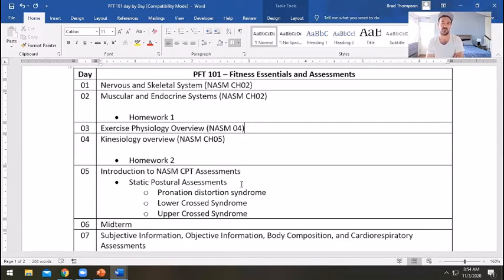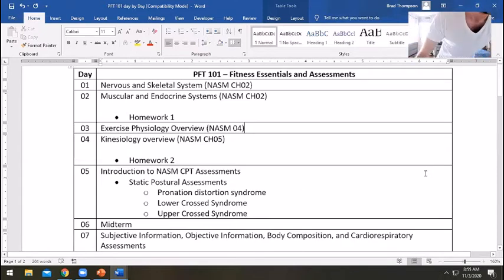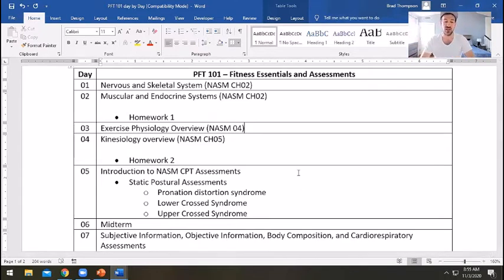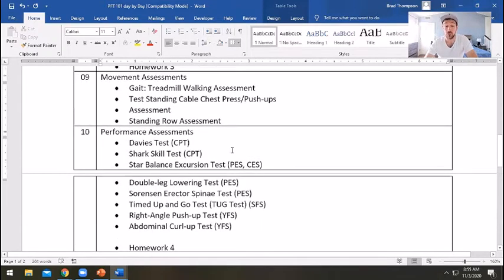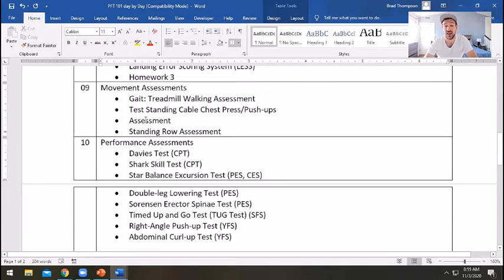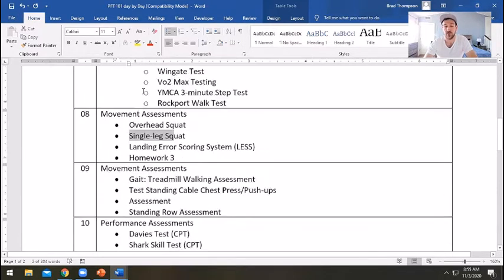So in this fitness assessments class, I always like to tell people, it's an assessments class, right? That's really what it is. But I kind of like to think of it as kinesiology 2. It's kinesiology's little brother, because we're going to talk about those kinesiology concepts again. We're going to talk about knee flexion and knee extension, and we're going to remember those terms, because when we get down here to our movement assessments, where we're looking at a standing row assessment or single leg squat or an overhead squat, right?